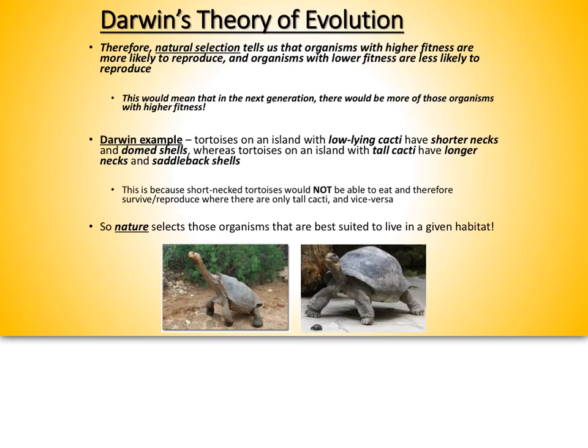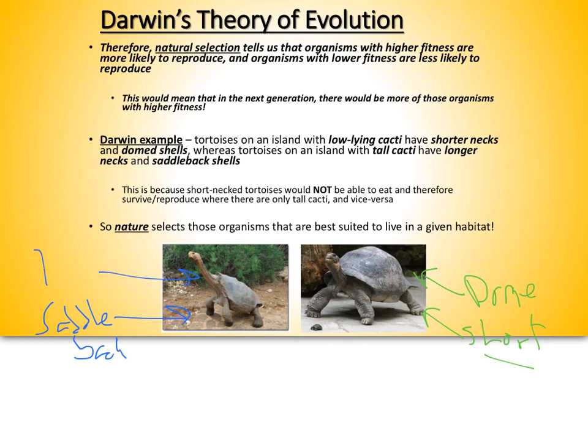Now, one of Darwin's examples, one of many that was written in his book, was about the giant tortoises on the Galapagos Islands. Now, these pictures show you two different types of tortoise that Darwin documented. One type of tortoise right here has what we call a dome-shaped shell and has a short neck and short legs. This type of tortoise has what's called a saddleback shell, and obviously it has a long neck and longer legs.